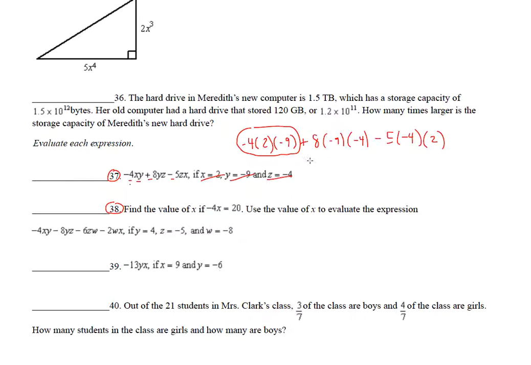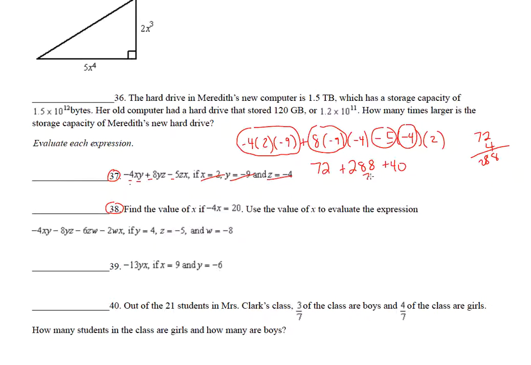Negative 8 times negative 9 is a positive 72. On the second part here, negative 9 times 8 is negative 72. And negative 72 times a negative 4 will give us a positive 288, so plus 288. And then lastly, negative 5 times negative 4 is a positive 20. 20 times 2 is plus 40.